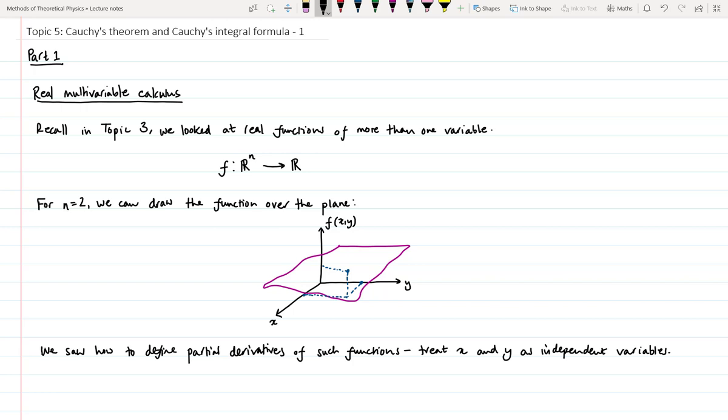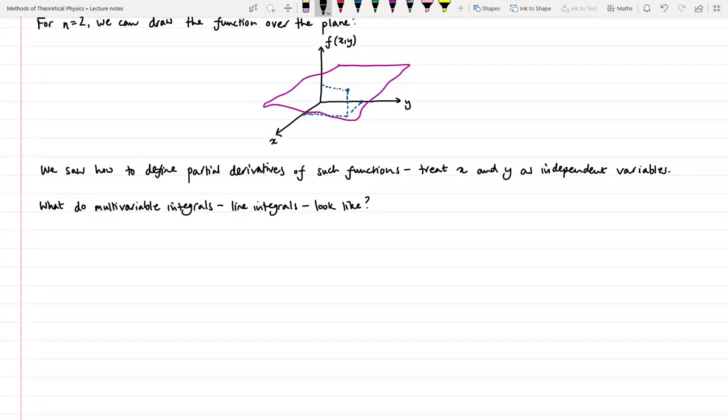Now, what do multivariable integrals look like? We've done differentiation. What about integration? What do multivariable integrals, and we call these line integrals, look like? This is the setup we're going to consider.